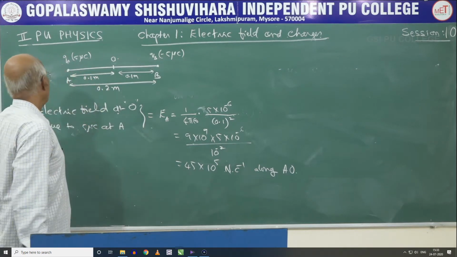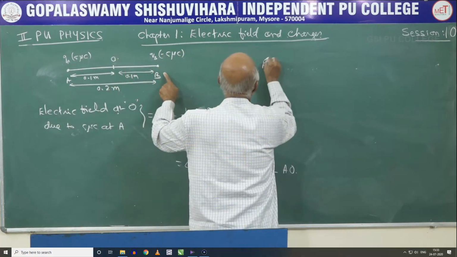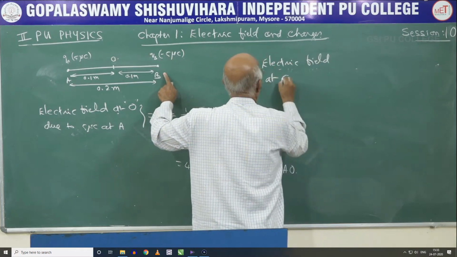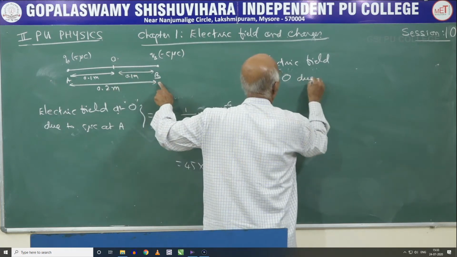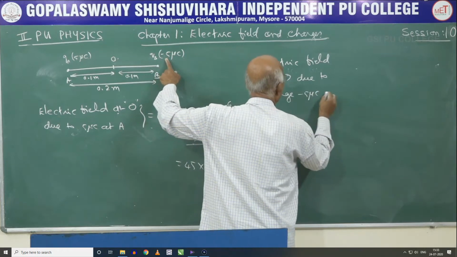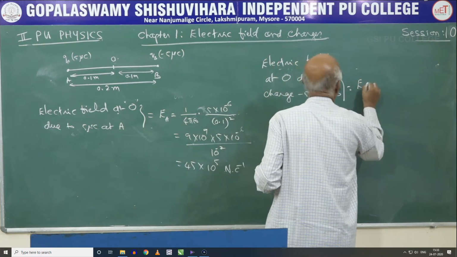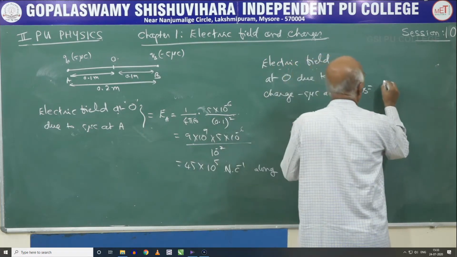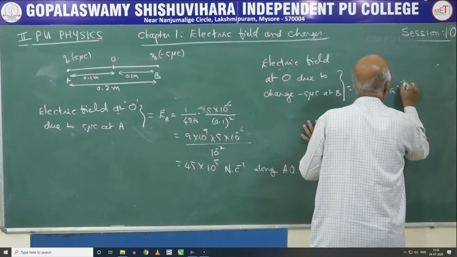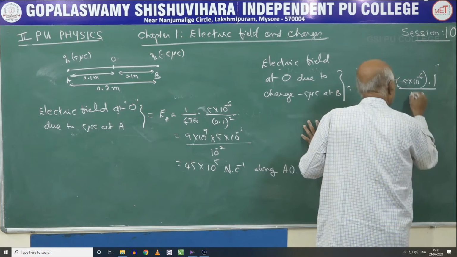This is the strength of the electric field due to this charge, and it acts along AO. Now we will calculate the electric field at this point due to the other charge. The electric field at O due to the charge of minus 5 microcoulomb at B, we will call E of B. E of B is equal to 1 over 4 pi epsilon naught into the strength of the charge, minus 5 into 10 to the power of minus 6, into 1 divided by 0.1 squared.